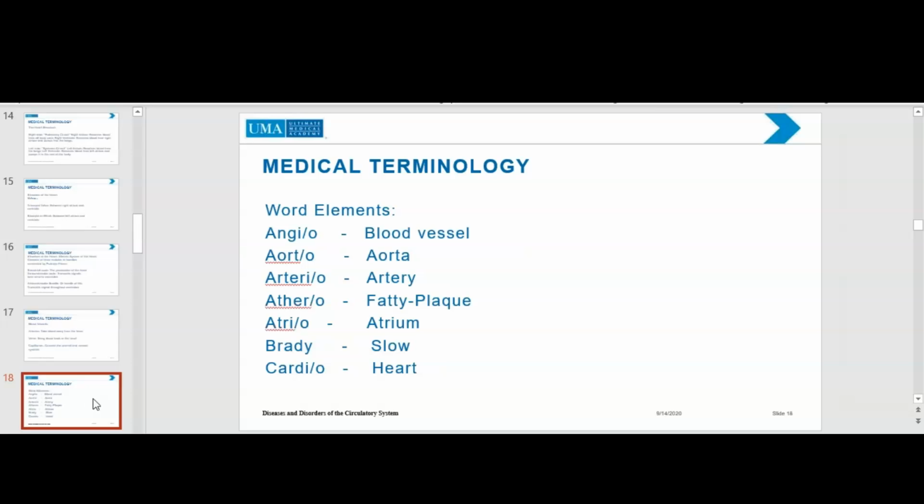Okay. Word elements. When we refer to angio, we're talking about the blood vessels. When we refer to aorto, we're talking about the aorta. Arterio is artery. Athero is fatty plaque. Atrio is atrium. Brady means slow. And cardio represents the heart.